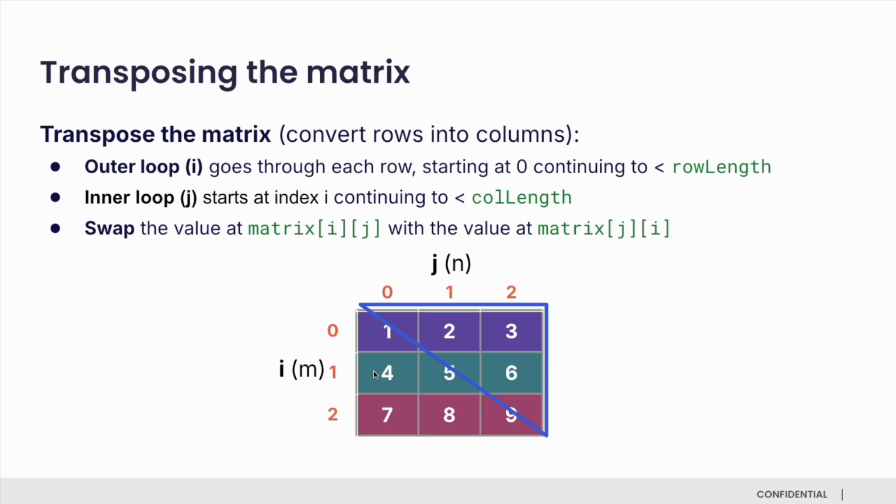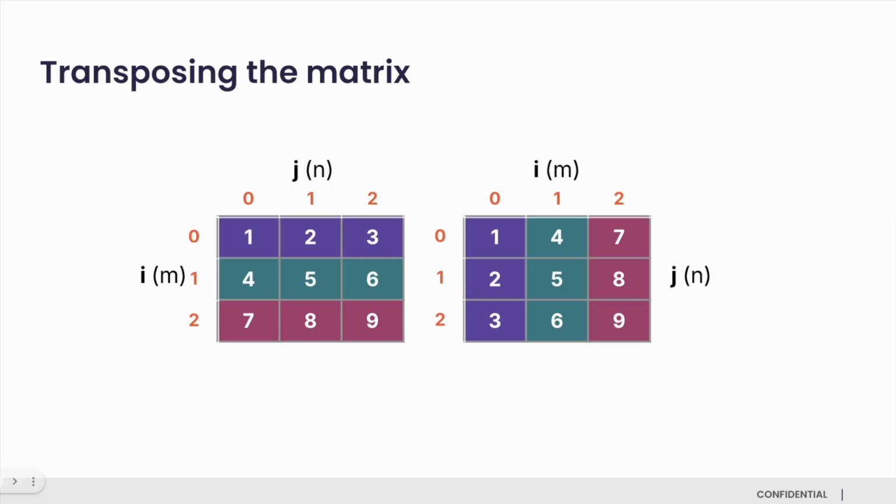Let's go through the swaps one by one. When you transpose a matrix, you're looking to switch the rows into columns. So we want to take elements at I, j, and switch them into j, I. Let's start with our first element, 1, that is in 0i, 0j. We want to switch that to 0j, 0i, so in this case, it remains in the same spot. The next element along this first row is going to be 2.